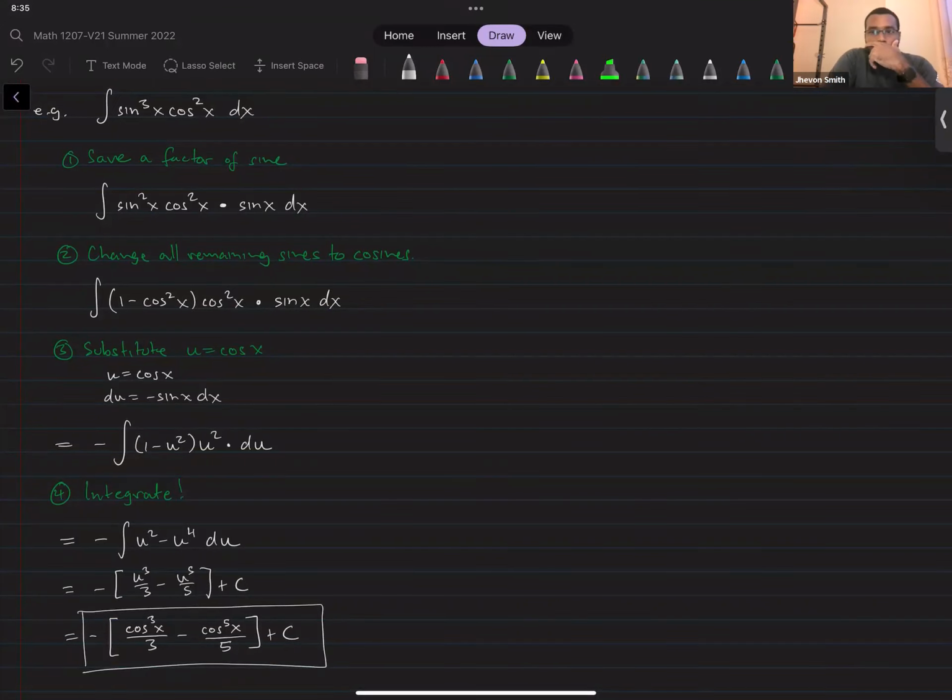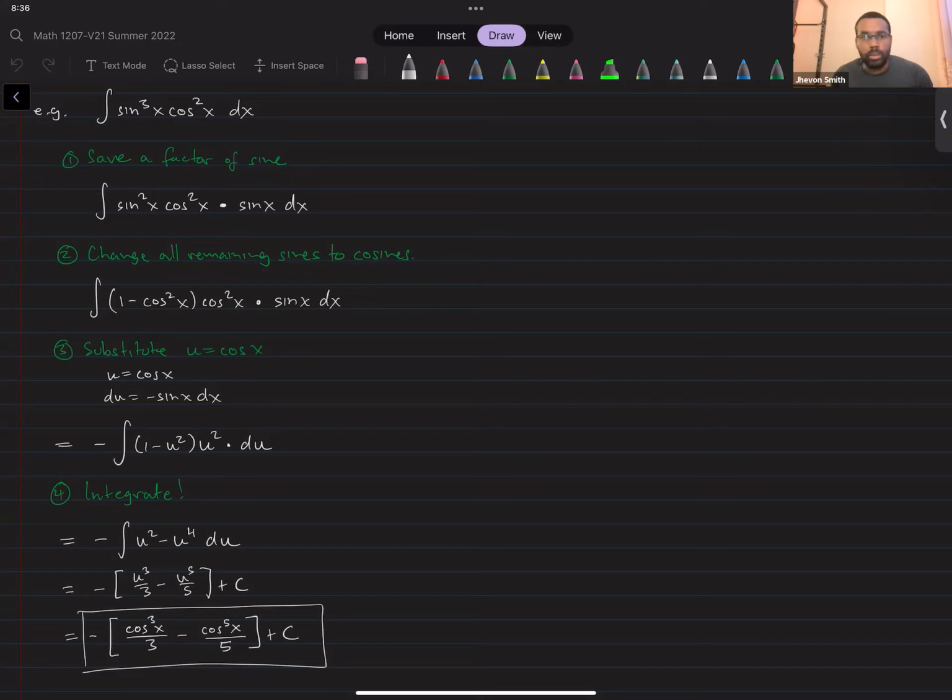So that's everything. This is like a standard thing, right? If you have an odd number of factors of sine and an even number of factors of cosine, you always do this. You save one of the sines, you change all remaining sines to cosines using the Pythagorean identity, then do u equals cosine. You'll always just get a function of u, which you then integrate using some integration technique.